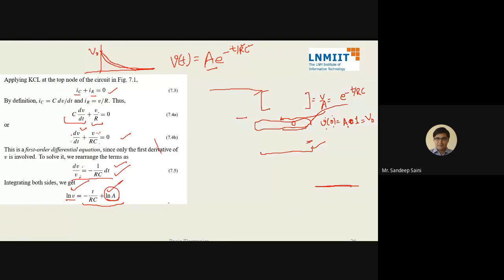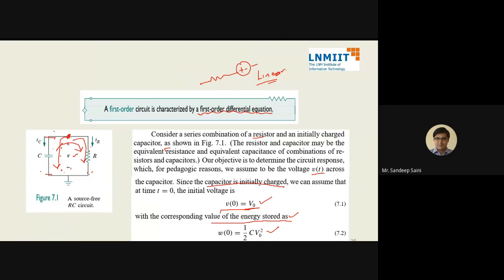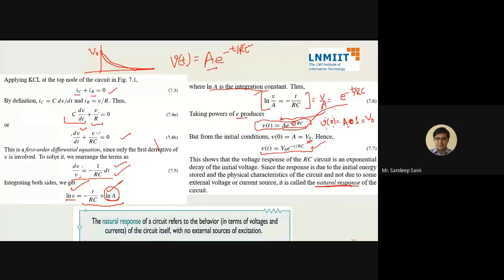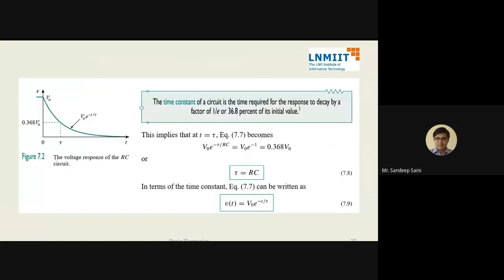See, in the circuit, is there any voltage source attached or current source? There is no voltage source, there is no current source. So whatever is happening is because of the initial conditions. Naturally the current is flowing, and naturally some output values are being generated. We are not applying any external force. Force means voltage or current. So this is also called source free response, natural response or transient response. And this is the graph.